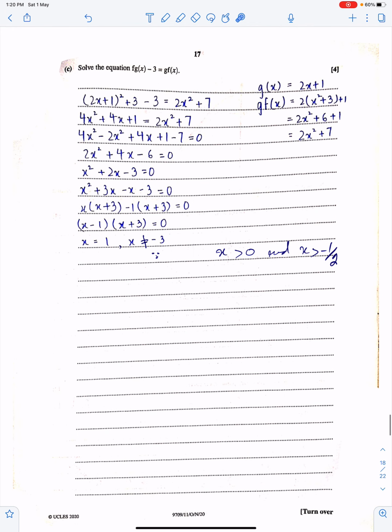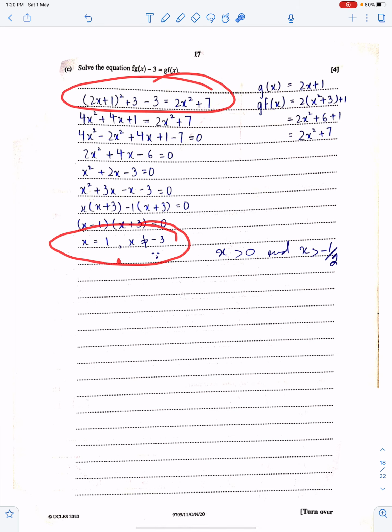This is the next part. Solve these two equations, fg and gf minus 3. See, the domain of f is this and the domain of g is this. So when you solve this equation, you will get two values. Make sure you check your answers with these domains.